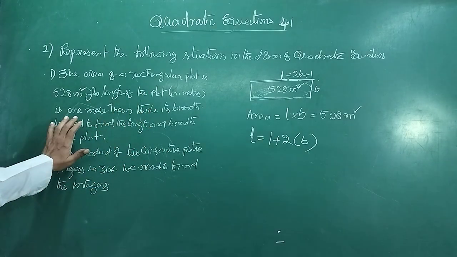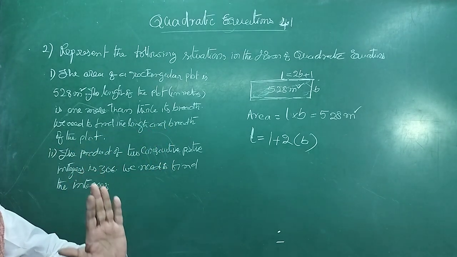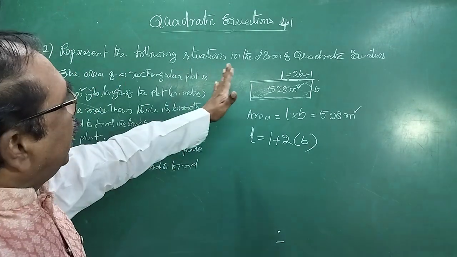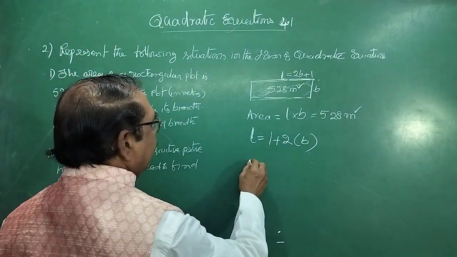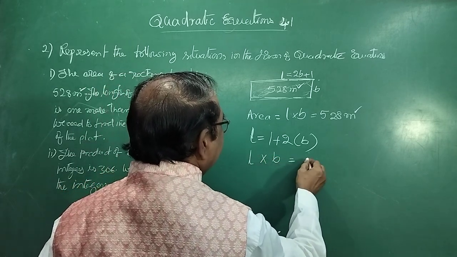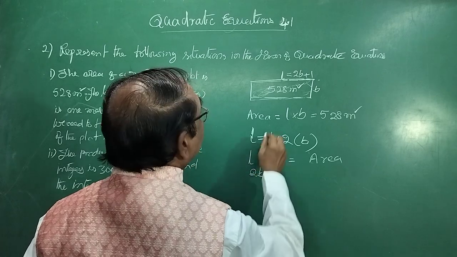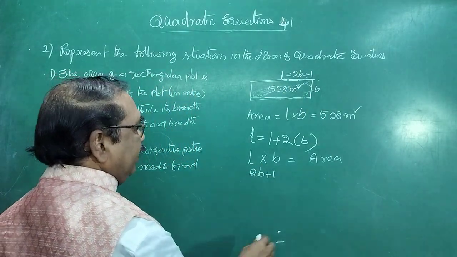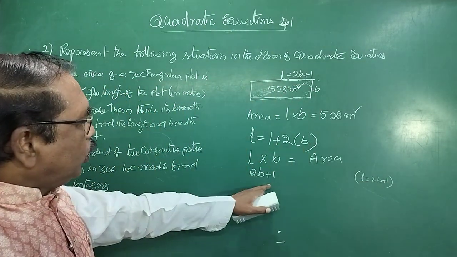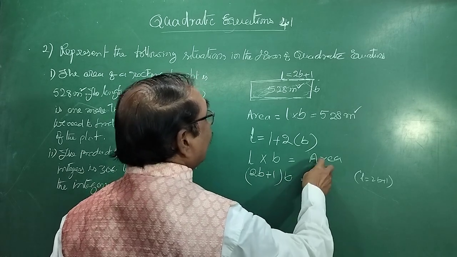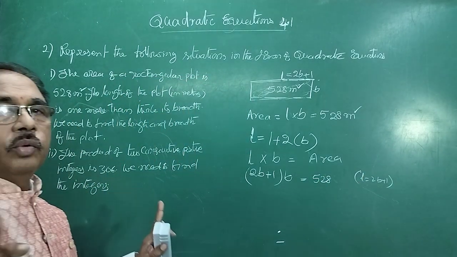Now, what do we have to write? We need to find the length and breadth of the plot. But as per the situation, we only have to write the quadratic equation. Let us write. Length into breadth is area. What is the length? Length is 2b plus 1. In the bracket, you write L is equal to 2b plus 1. Length, 2b plus 1, into breadth is equal to area. How much area? 528 meters square. That is the equation we got.